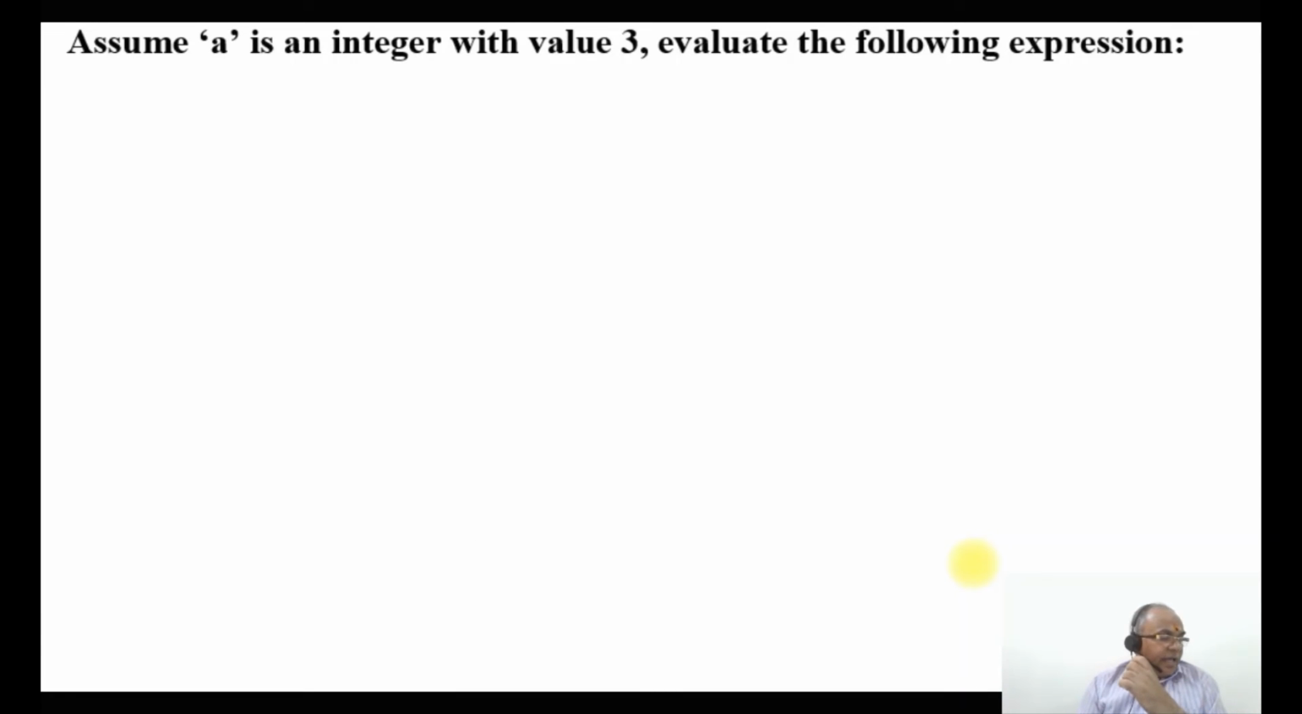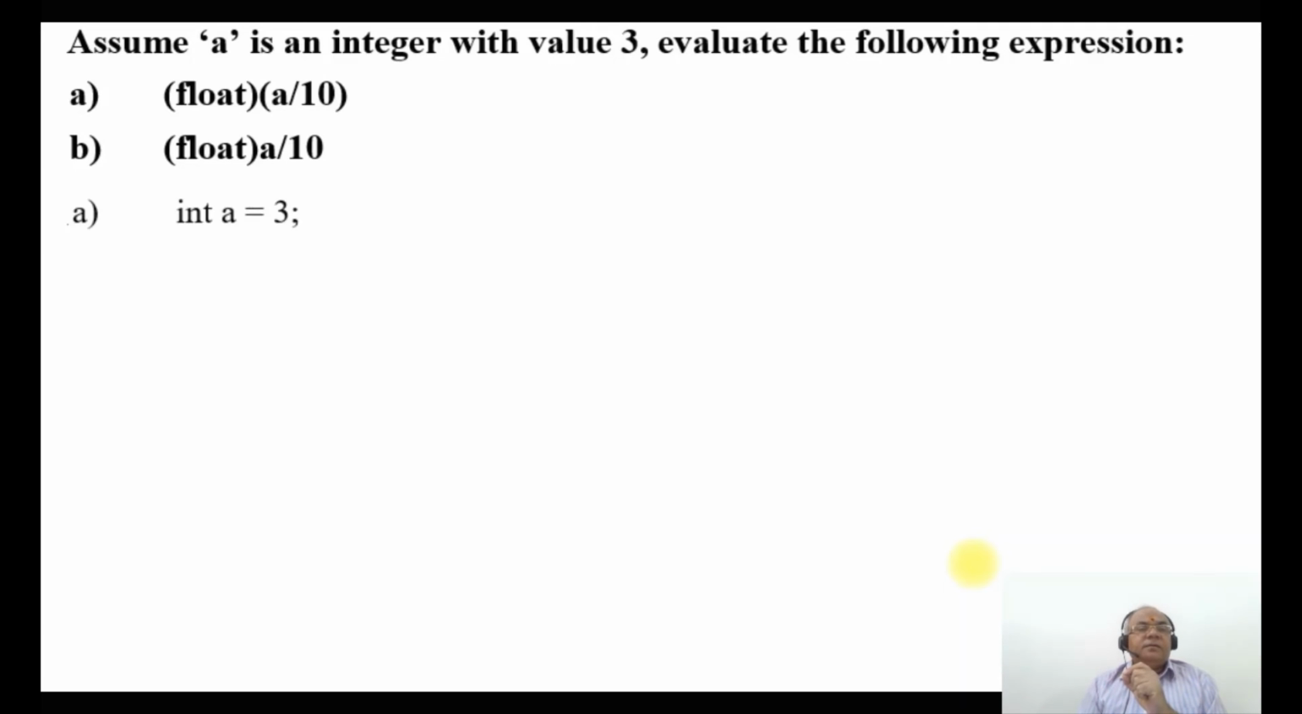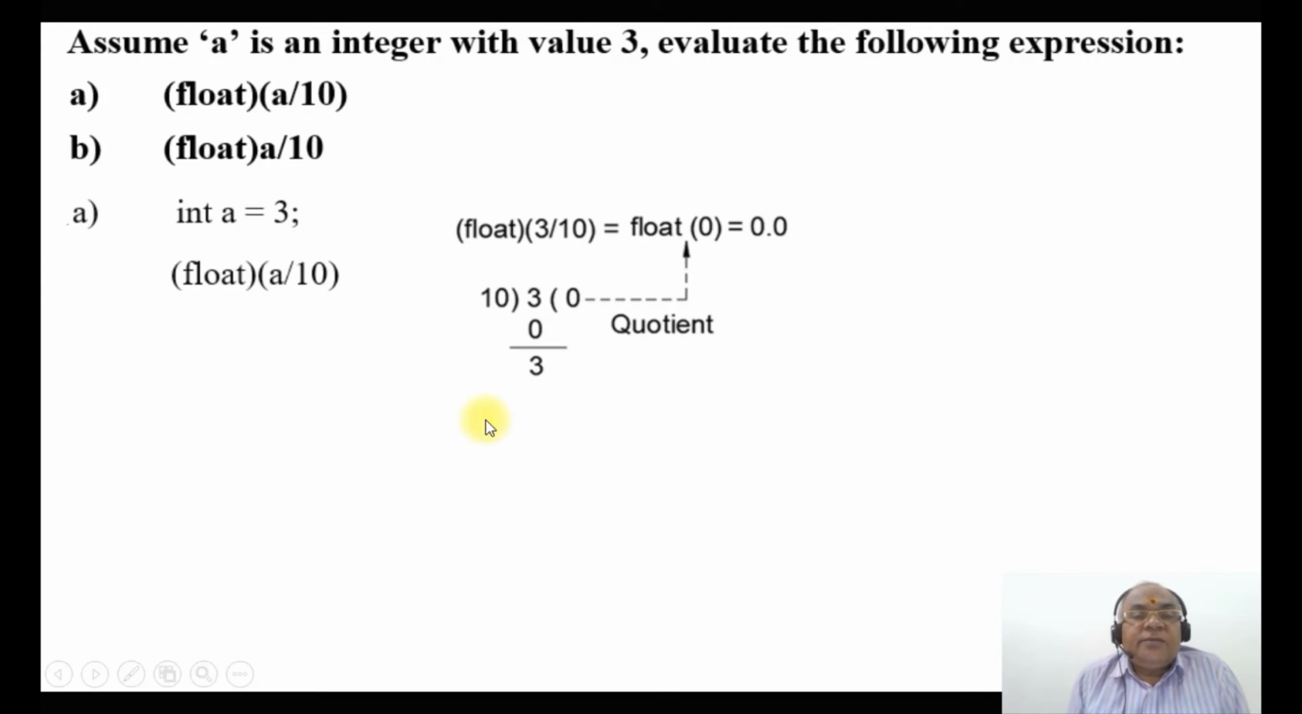So assume a is an integer with a value 3. Evaluate the following expressions. Suppose float of a by 10, what happens? Int a is equal to 3, suppose, in the first case, float within brackets a by 10, if you are considering. So 3 divided by 10. 10 into 0 is 0. So you are going to get 3 here. So this float of 0 you are getting here will be equal to 0.0. So this is the quotient, this is the remainder.